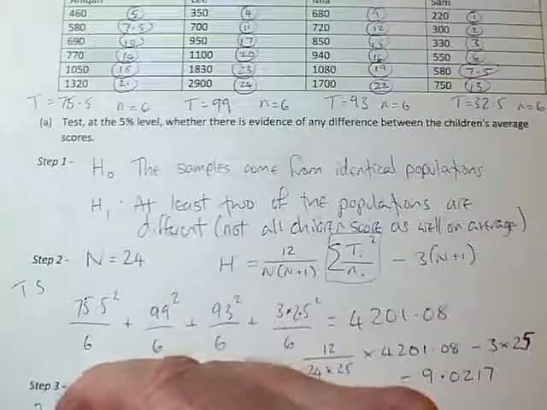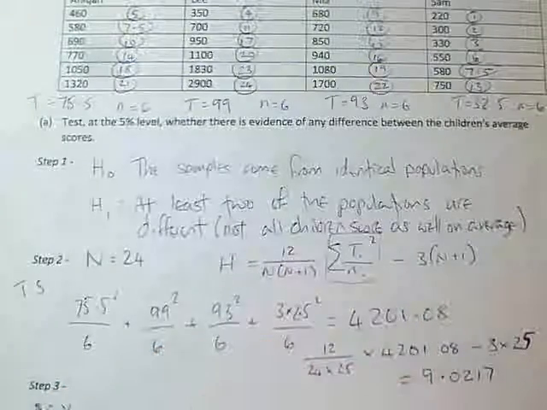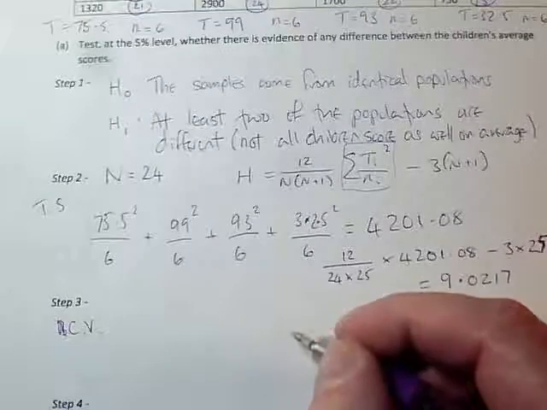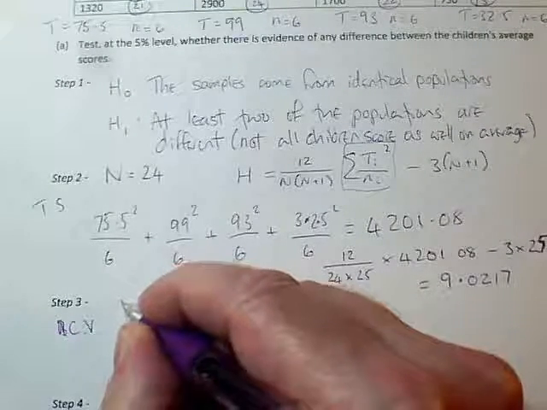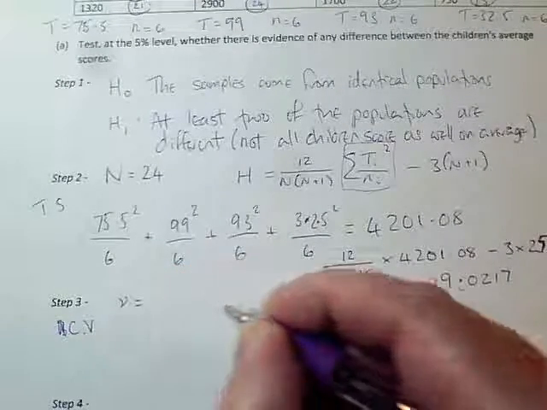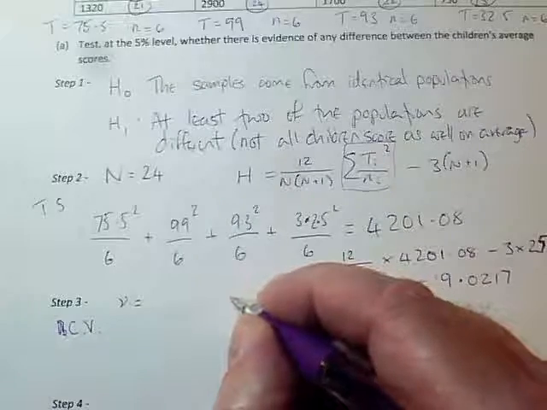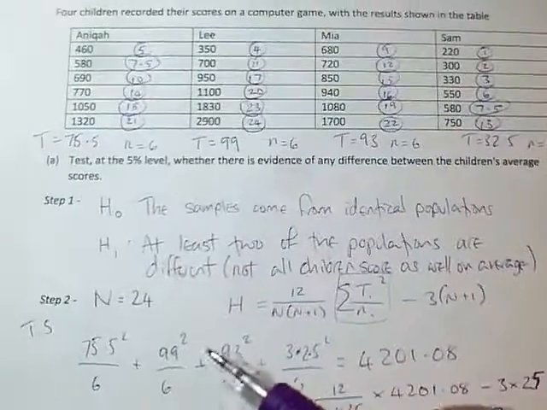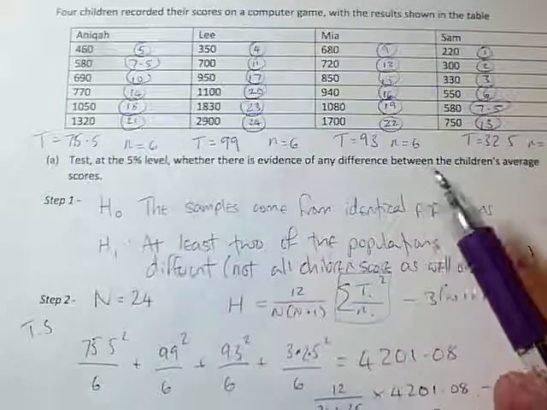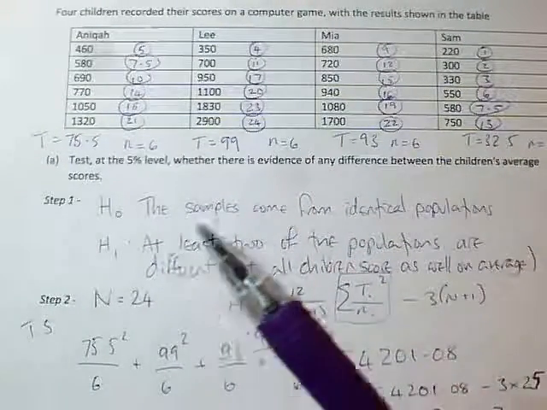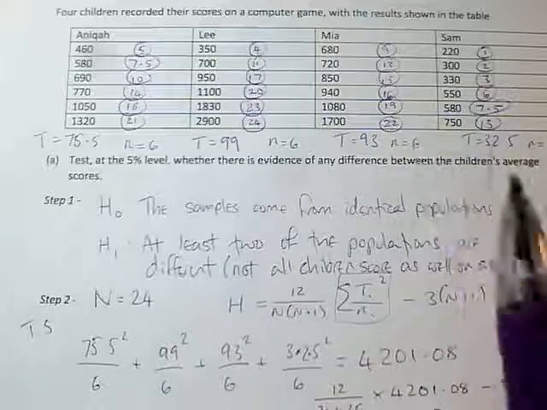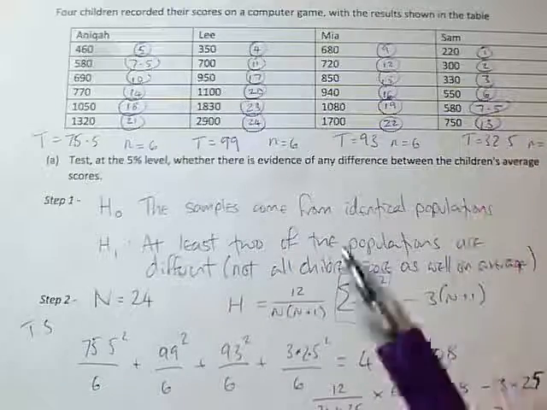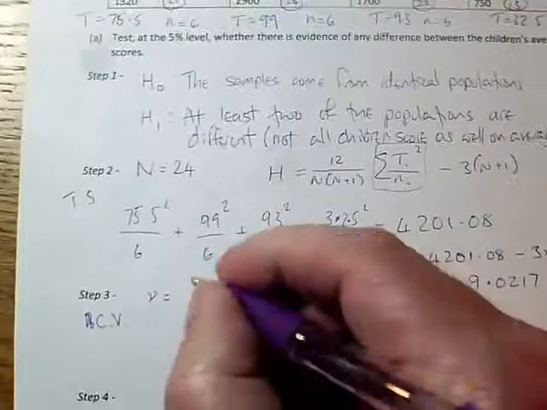Step 3 is my critical value. Well, I'm going to use a chi-squared critical value. So for chi-squared, I need a couple of things. I need the degrees of freedom, and I need my p-value. So my degrees of freedom, well, with Kruskal-Wallis, we just have to count how many groups there are. So it's 4, not the 24 observations, the 4 groups, and take away 1. So my degrees of freedom is 3.